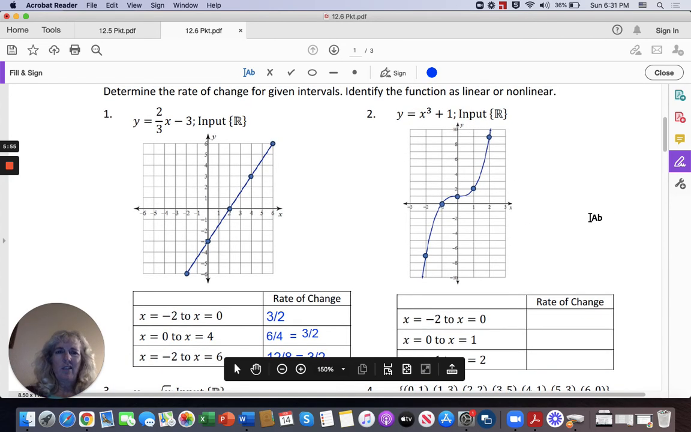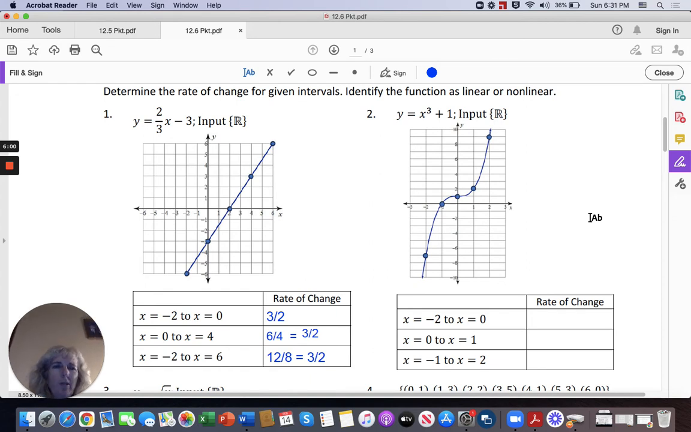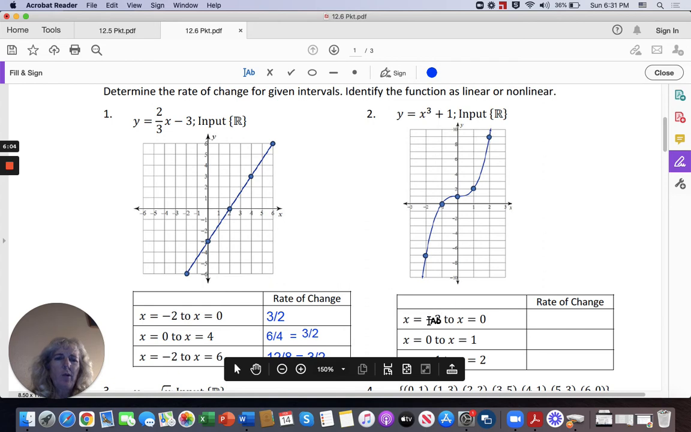Now let's look at this fun one right over here, where we put y equals x to the third plus 1. First, we want to find the rate of change when x is -2 to x is 0. So if we go -2, it looks like the y value is -7. So I'm going to go ahead and put that in.